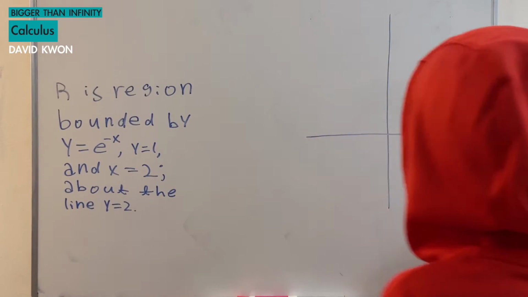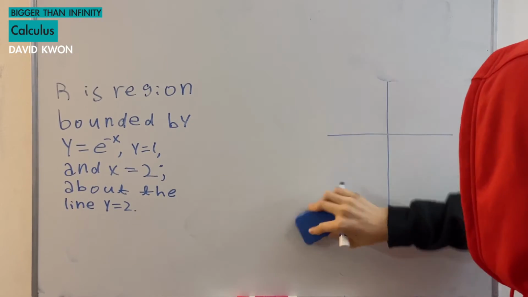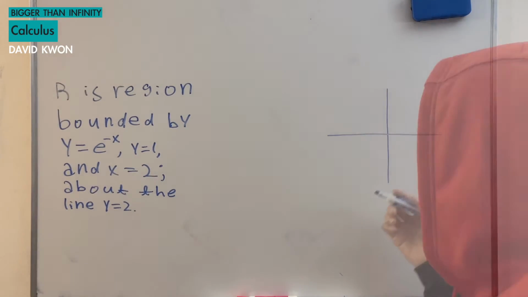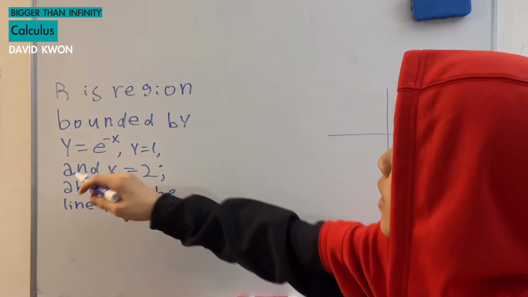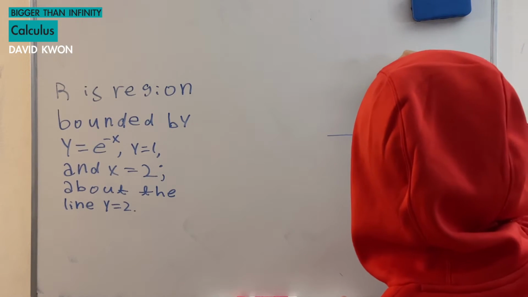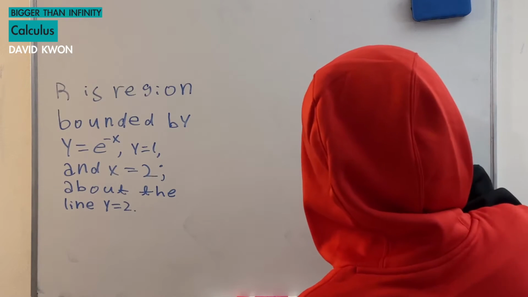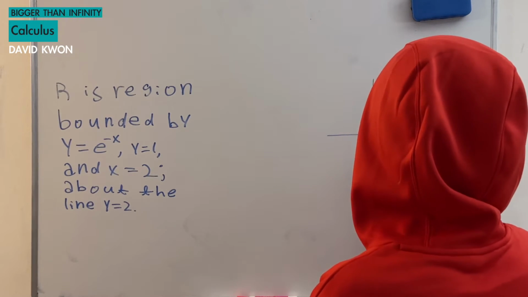This is a very huge, unnecessary graph. Let's keep things small. Smaller the better. Anyway, let's graph y equals e to the power of negative x. That will look like this. This is 1, this is 1, this is 2.